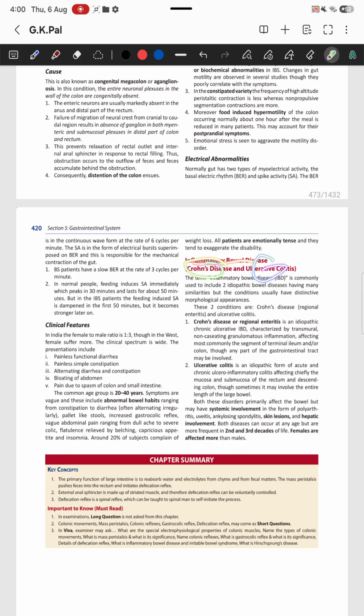Now, inflammatory bowel disease: Crohn's disease and ulcerative colitis. Crohn's disease usually affects just one part of the intestine, whereas ulcerative colitis may affect the entire large intestine. Crohn's disease has a cobblestone-like structure internally, whereas ulcerative colitis has an ulcerative structure.